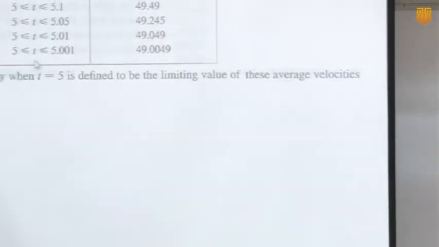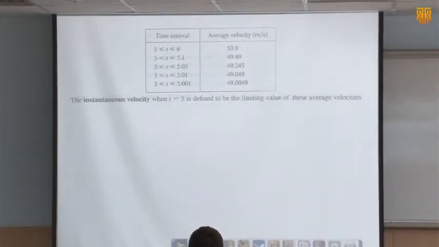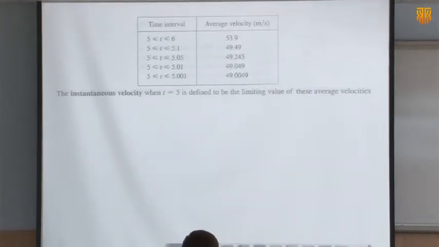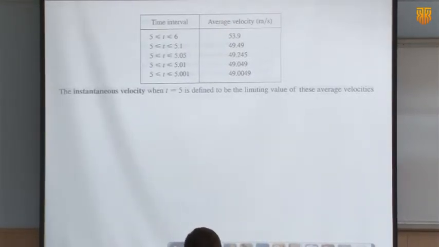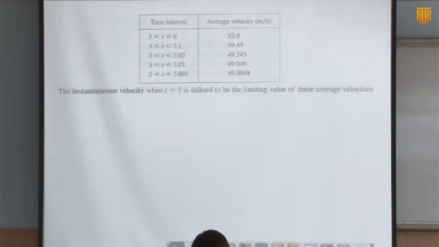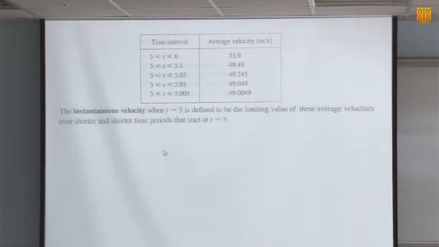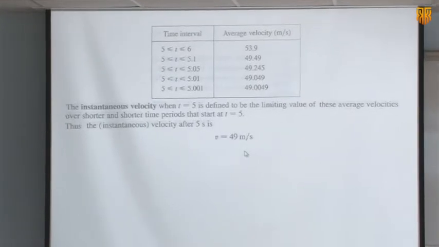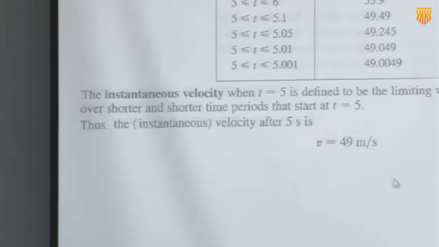So now instant velocity when t equals 5 we define to be... So that's why we say instantaneous velocity. We say velocity means instantaneous, not average velocity, which means you have two time intervals, right? But instantaneous velocity means at that point, 1 point. So you're looking at 1 point, which is the tangent of the line. So you want to check velocity at 1 point. So define it to be the limiting value of this average velocity. So limit of x of t as t approaches 5.001. So t tries to approach 5, right? Or shorter and shorter time periods. Now, so that's why we say in this case v equals instantaneous velocity after 5 seconds is v equals 49 meters per second. Okay.